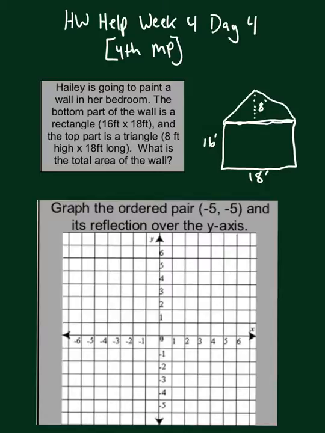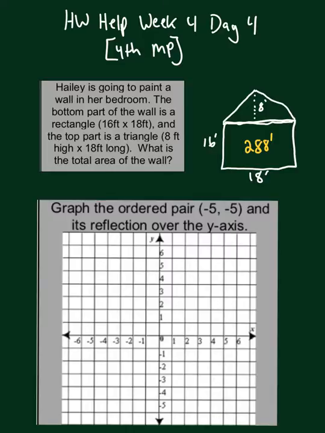So here's what we've got to do. We've got to find the area of the rectangle, the area of the triangle, and then add them together. So let's start with the rectangle because rectangles tend to be easier. Remember, rectangle is just length times width, so 18 times 16. If you type in 18 times 16, you'll get 288. So I'm going to write that in the square so I know the square is done.